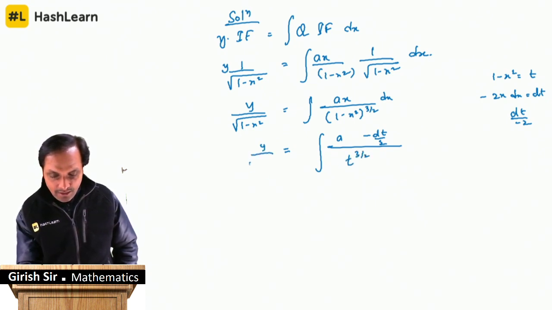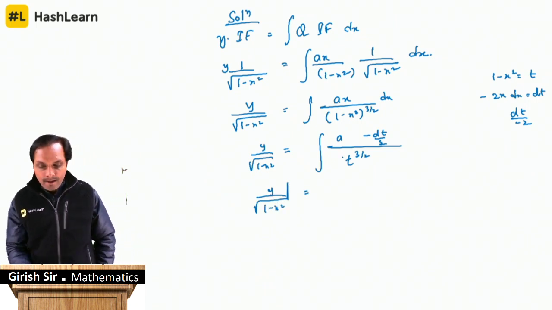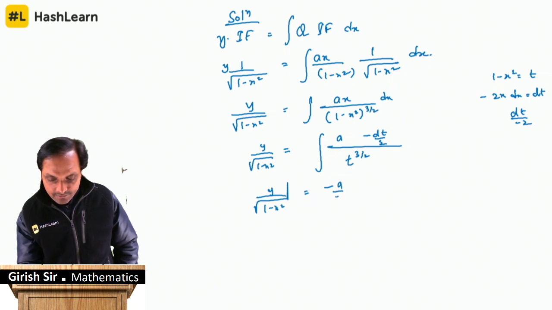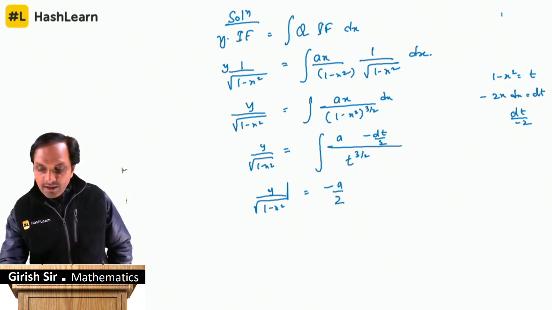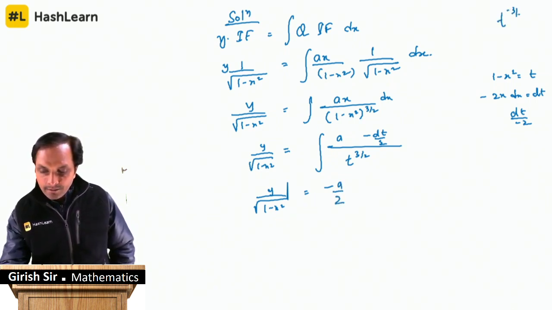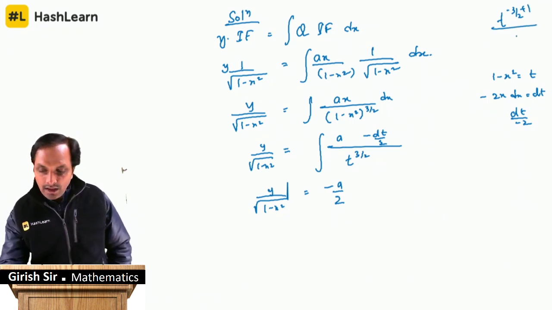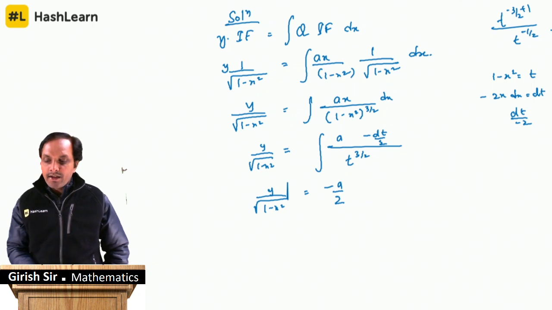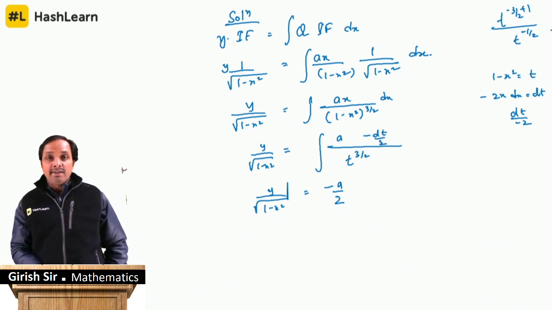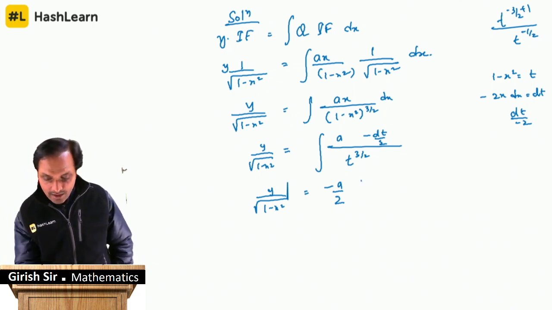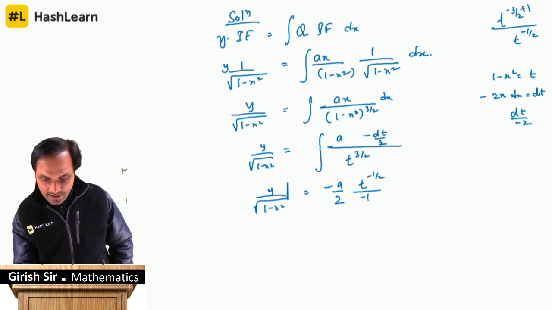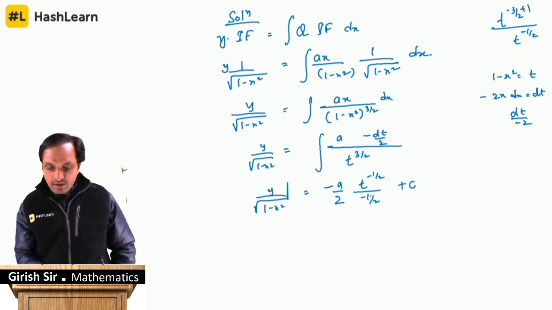So this is y by root 1 minus x square, as it is, you write. Take minus a by 2 outside. What is the integration of t power minus 3 by 2? Minus 3 by 2 plus 1 is t to the power minus 1 by 2, divided by minus 1 by 2, plus integration constant c.